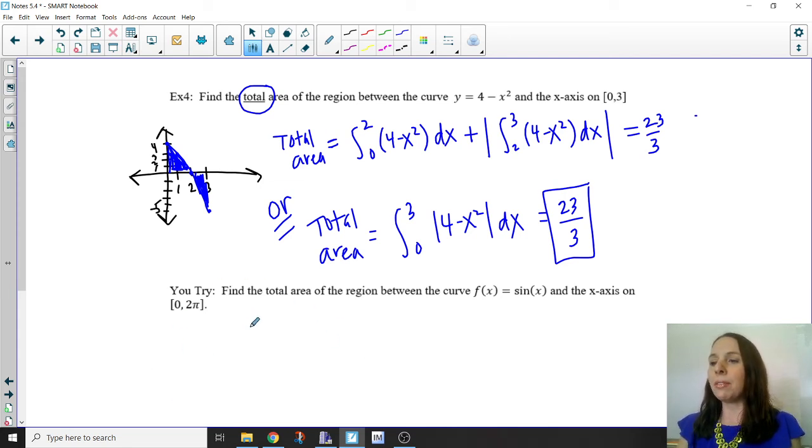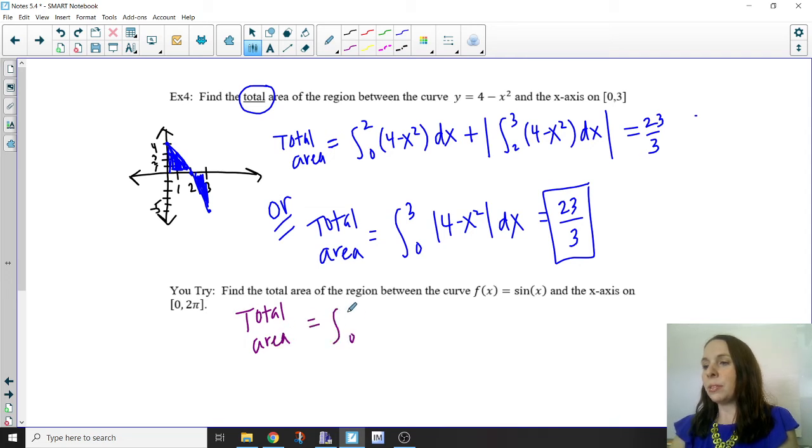Find the total area of the region between the curve f of x equals sine of x and the x-axis on the interval from 0 to 2 pi. Okay, if you want to pause the video and try this one for yourself, you can. We're just going to go ahead with this method, meaning we're going to find our total area by setting up the integral from 0 to 2 pi of the absolute value of sine of x. I do know that at pi, the sine wave goes below the x-axis. So let's put absolute values around it so that it doesn't do that.